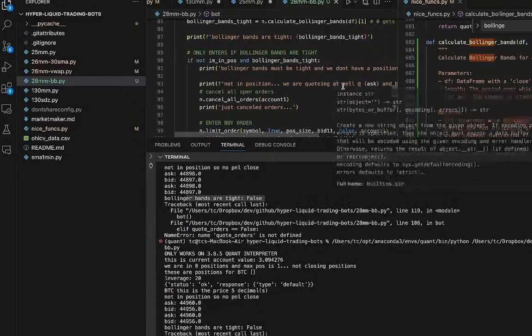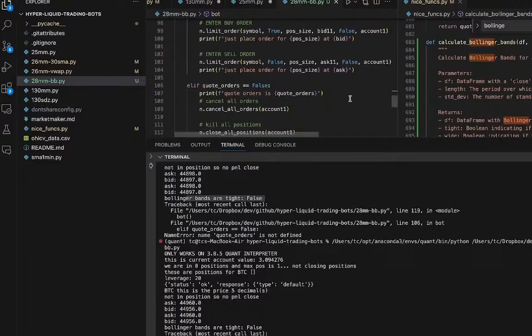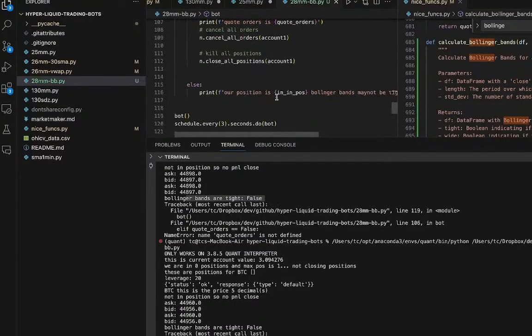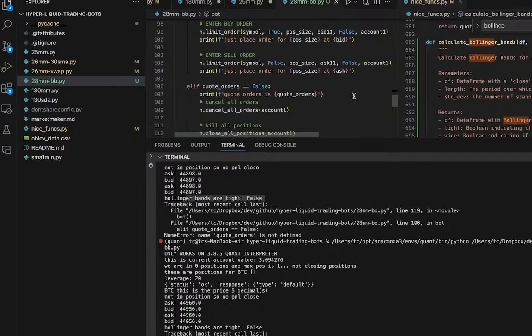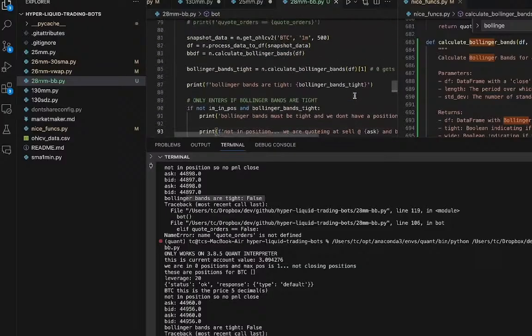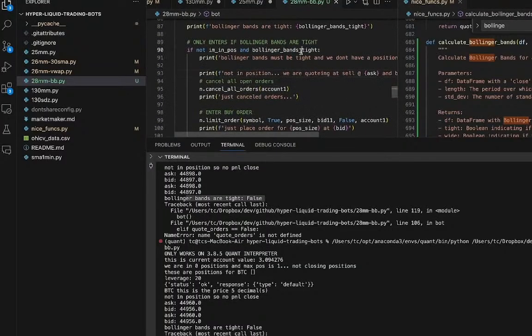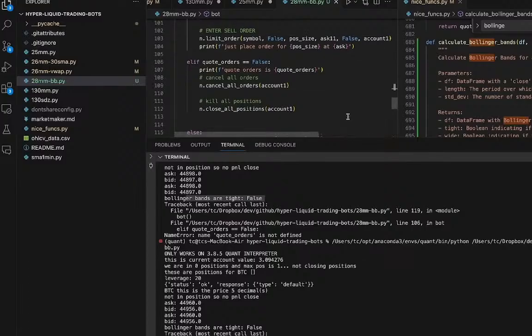Quote orders is still not defined, huh? Well, I thought I just deleted it, but oh, okay. Quote orders is false. What if I did Bollinger Bands?